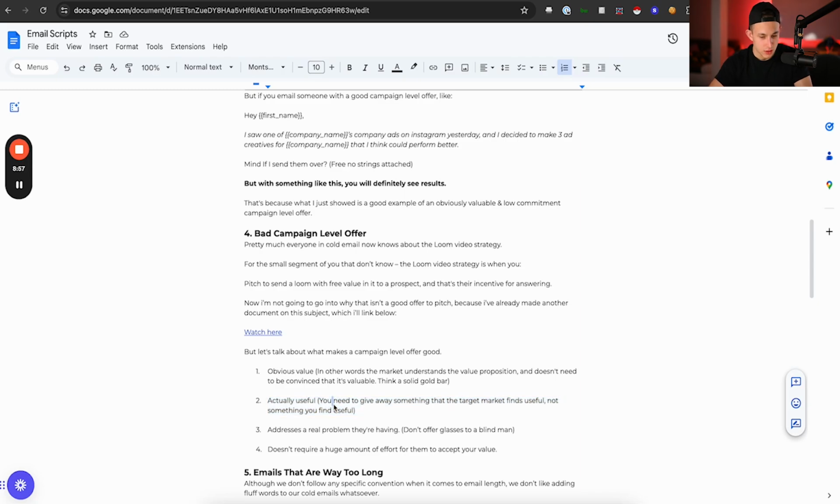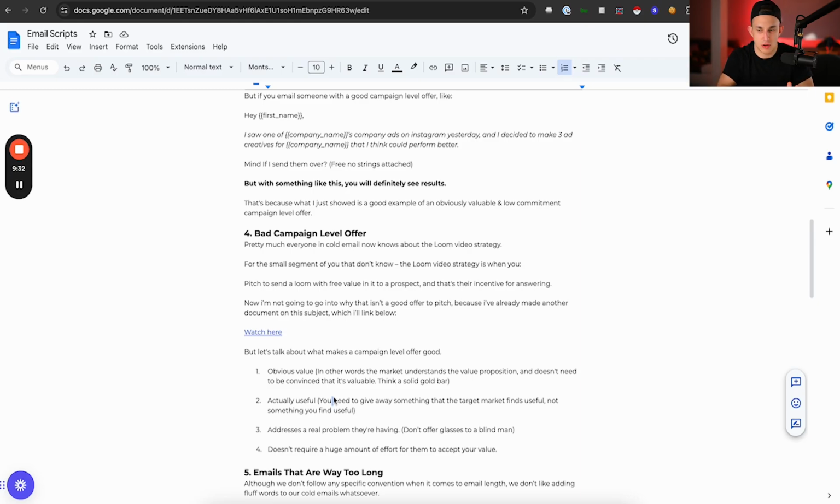Actually useful. You need to give away something that the target market finds useful and not something that you find useful, okay? One of the big examples is a lot of marketing agencies will try to give stuff to e-commerce companies. They'll try to give funnel audits and very marketing intensive stuff. And a lot of these e-commerce companies don't really know what that is per se, right? Obviously the bigger brands have CMOs and people who take care of this sort of stuff, but a lot of the smaller brands, brands doing 20, 30K a month, they just simply don't do that.